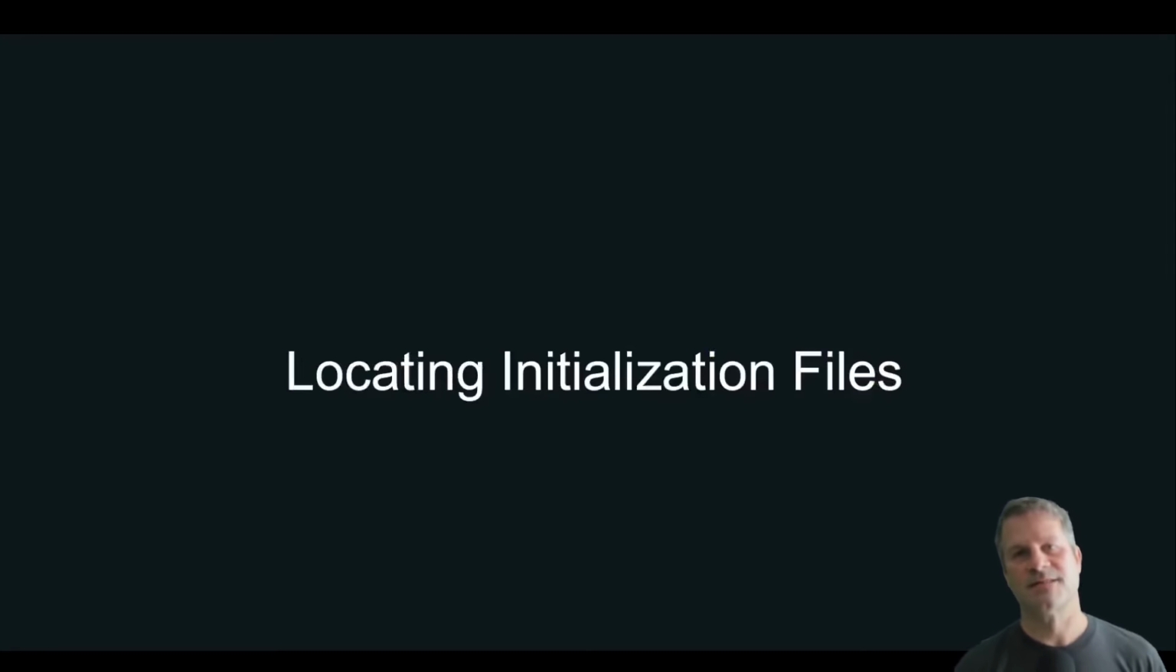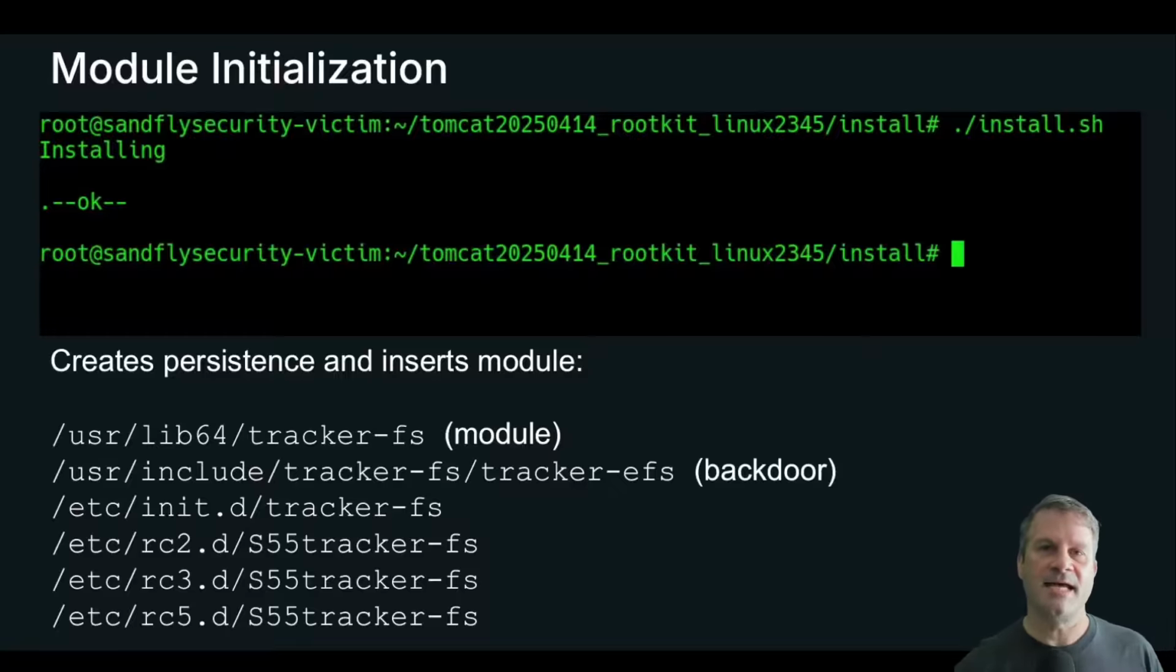So the first thing we're going to do with a rootkit is locate the initialization files. All these rootkits need a way to start up during system boot in order to become active and start hiding, without exception. They have to get themselves in memory and start intercepting system calls before people start poking around. In the case of this particular rootkit, when we run the install script, it is immediately going to install itself with a tracker-fs module. That's the actual kernel module. It's going to put in a backdoor called tracker-efs, and it's going to modify several initd and rc files to start itself with the insmod command on Linux in order for it to run. Now, there's a couple of different ways for us to look around here.